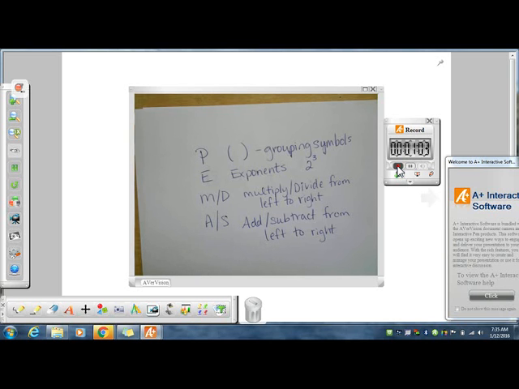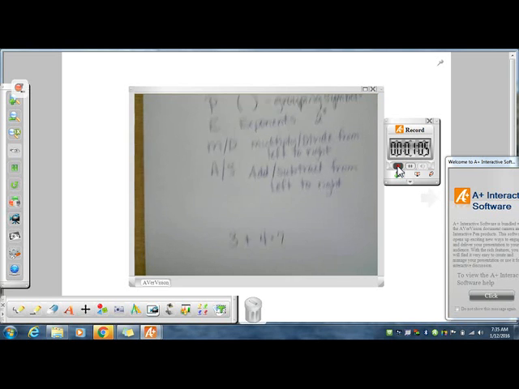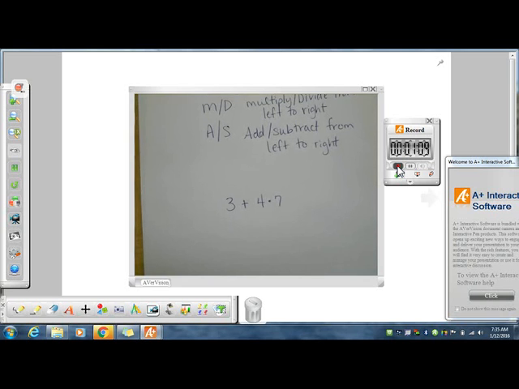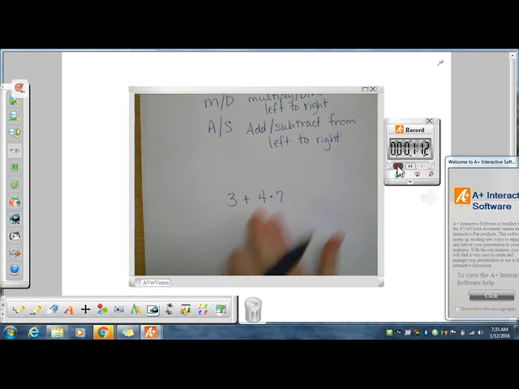So let's take a look at a couple of examples. The first example, and this is how I'm teaching the students to solve them as well, because I want them to underline and work their way down, not just do some chicken scratch and write an answer. So here's what we have. We have 3 plus 4 times 7.